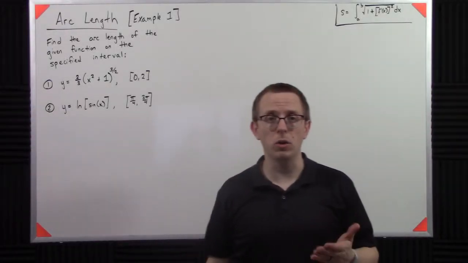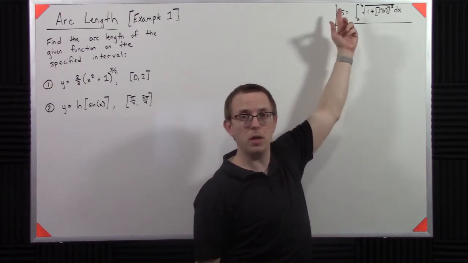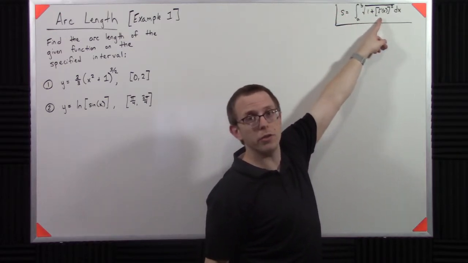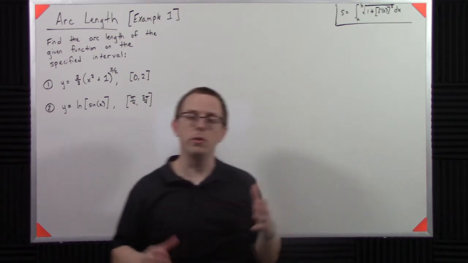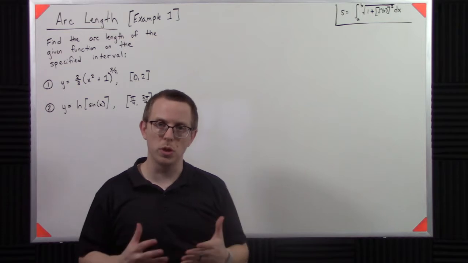We've covered arc lengths in terms of its function here: s equals the integral from a to b of the square root of 1 plus the square of the derivative, dx. Now that we've covered that in the video, let's do some examples with the explicit functions.